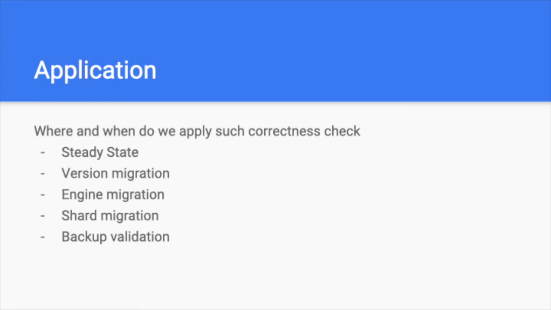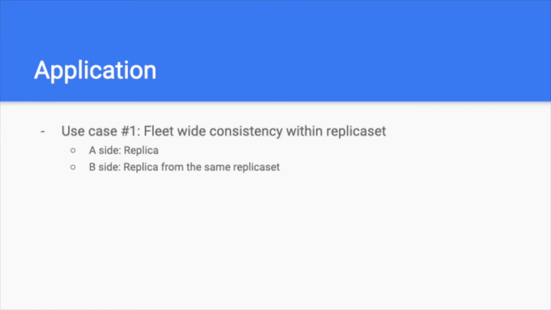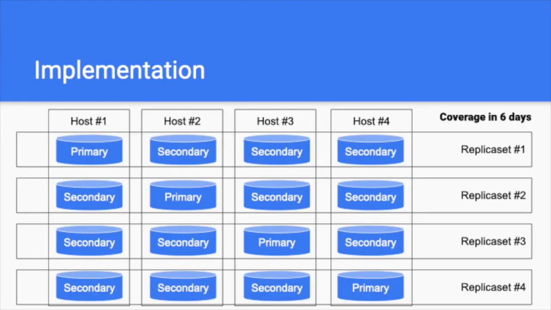Next I will quickly go through all these different scenarios and explain how we can use the logic for those different types of check. Use case 1: steady state fleet-wide consistency within a replica set. The A side will be one random replica from the replica set, and the B side will be another replica in the same replica set. So how do we do this at scale? Here we can see 4 horizontal stripes. Each one of them represents a replica set, and they all have 4 nodes: 1 primary and 3 secondaries.